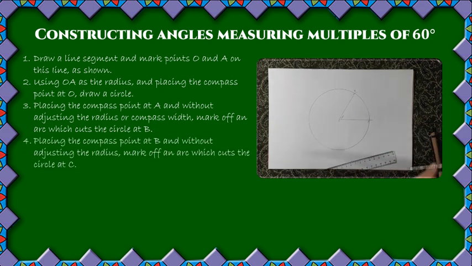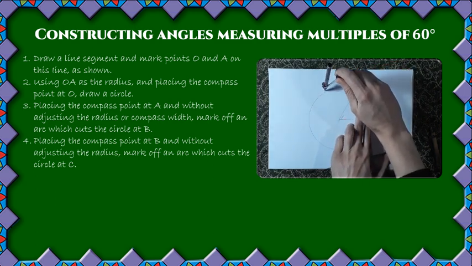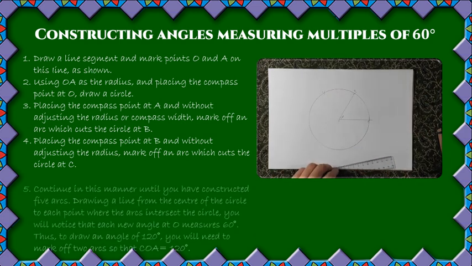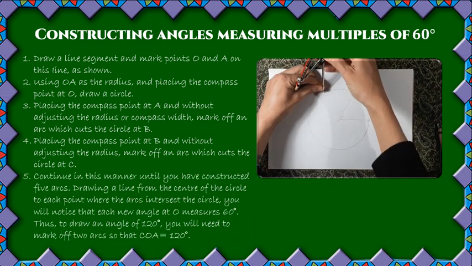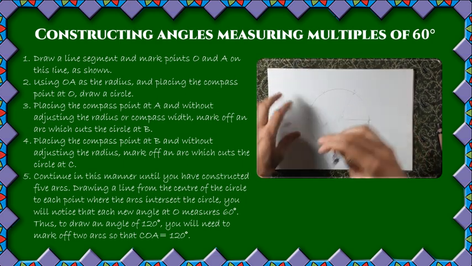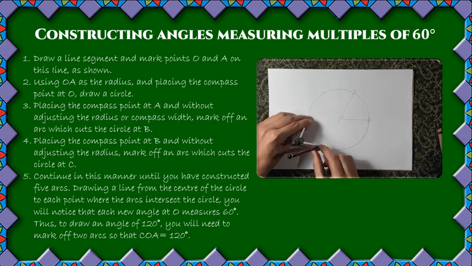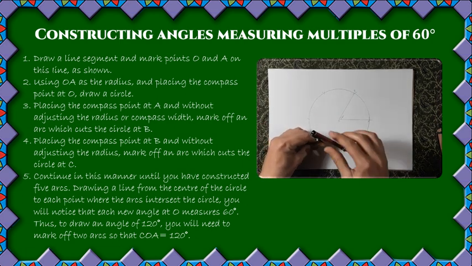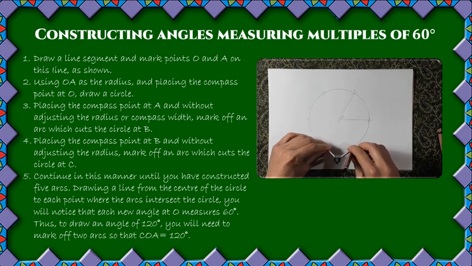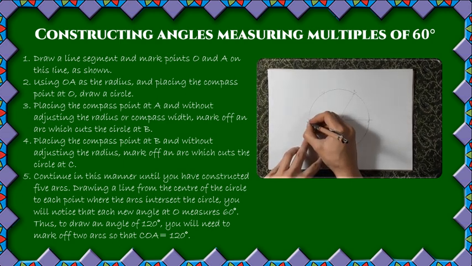Now placing the compass point at B and without adjusting the radius, mark off an arc which cuts the circle at C. Continue in this manner until you have constructed 5 arcs, drawing a line from the center of the circle to each point where the arcs intersect the circle. You will notice that each new angle at O measures 60 degrees, thus to draw an angle of 120 degrees, you will need to mark off 2 arcs so that angle COA is equal to 120 degrees.